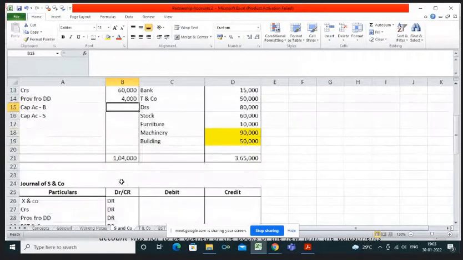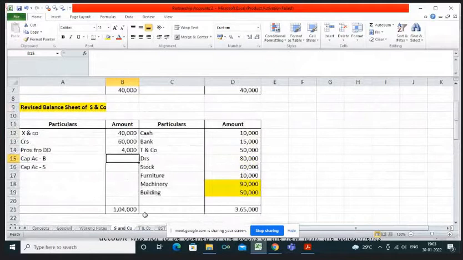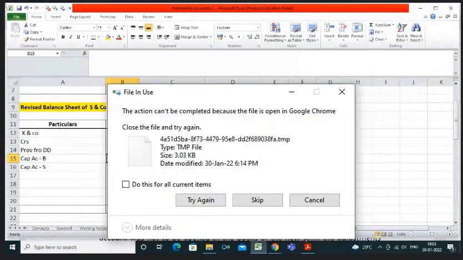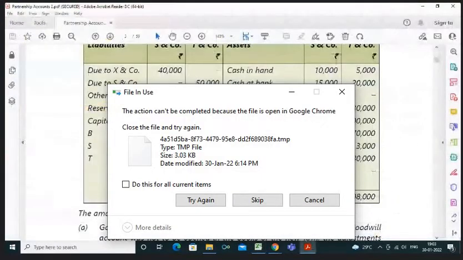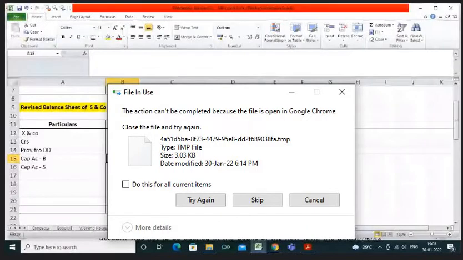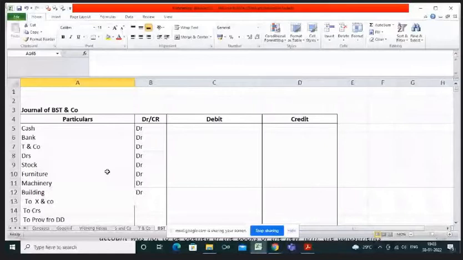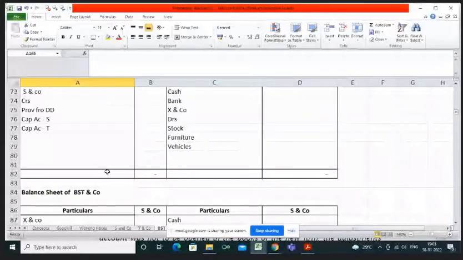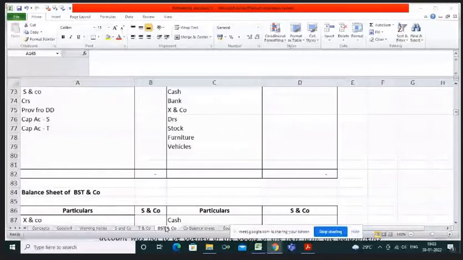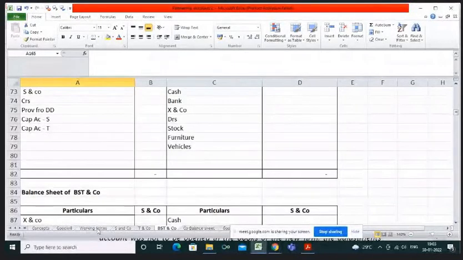Then provision for doubtful debts. Apart from this, there are only reserves and capitals of B and S. So what I will do now, I have to make the provision. How much is the provision? Provision is 4,000 I have created. So provision for doubtful debts will be 4,000. At this stage, anything related to profit and loss account, general reserves, all those things I have to transfer to the capital accounts of B and S.